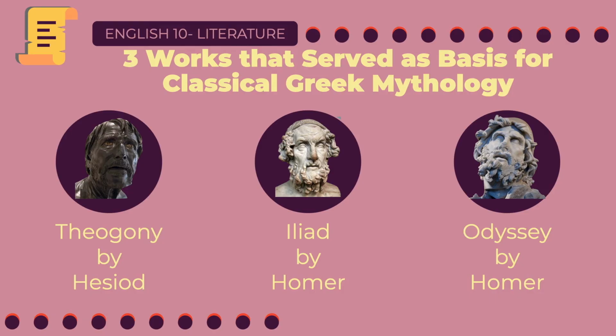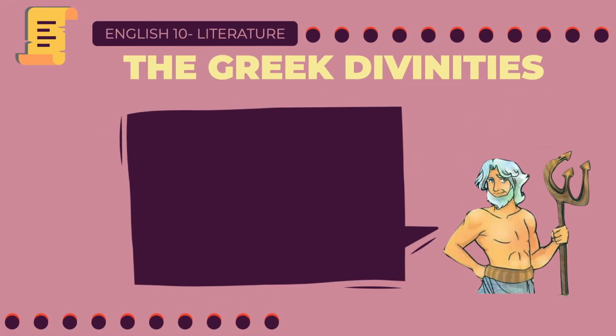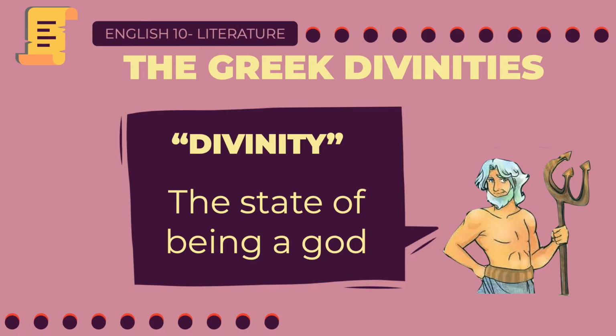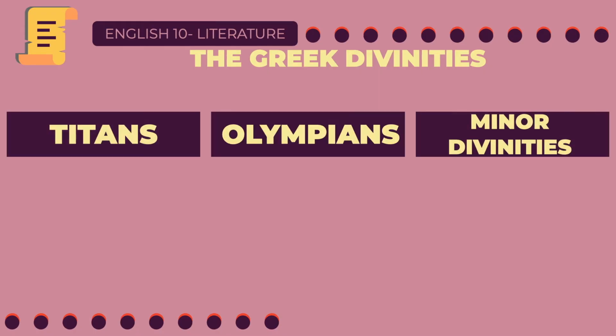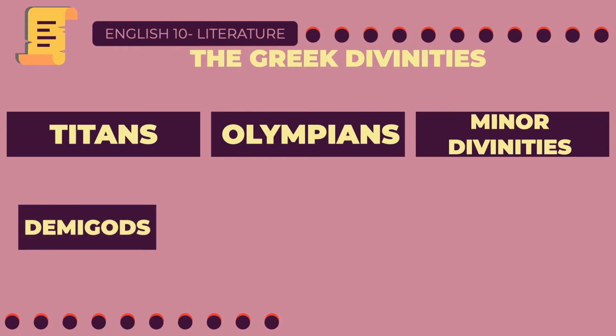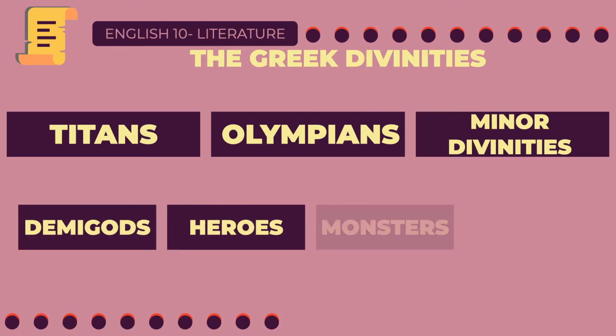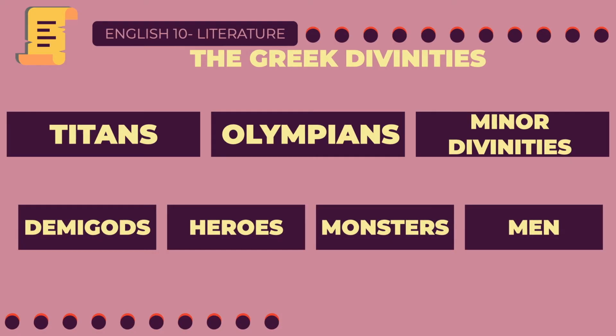Among the prominent characters of Greek mythology are the divinities. Divinity means the state of being God. The Greek divinities may be divided into several groups, among which are the following: Titans, Olympians, Minor Divinities, and the other characters such as demigods, heroes, monsters, and mortal men.